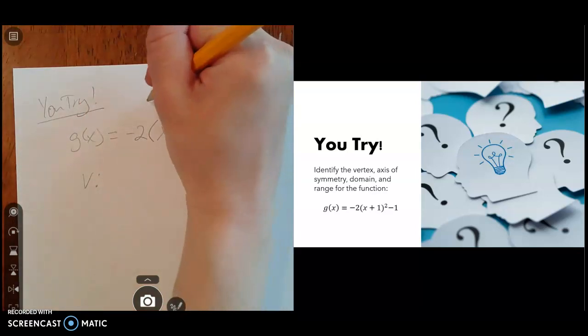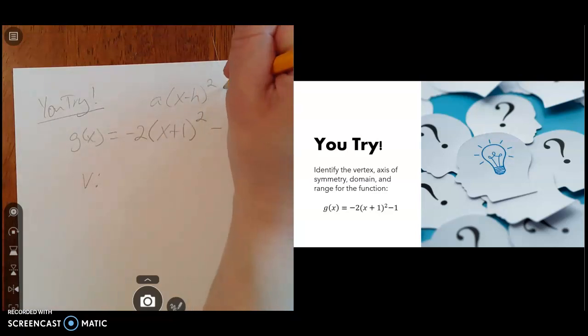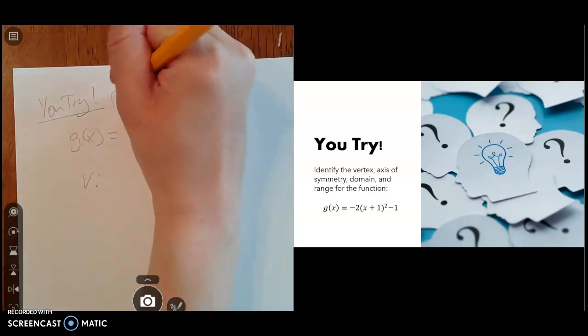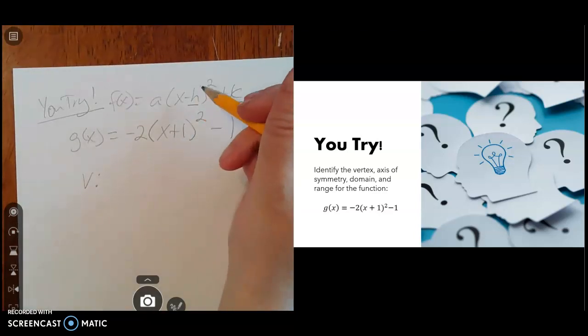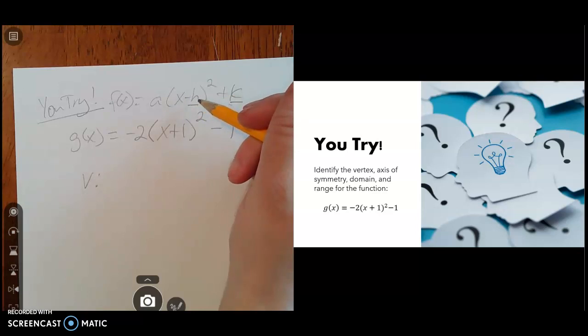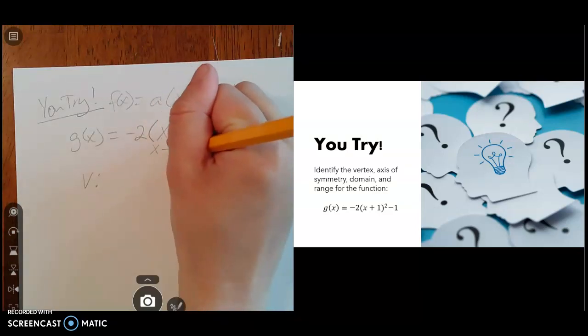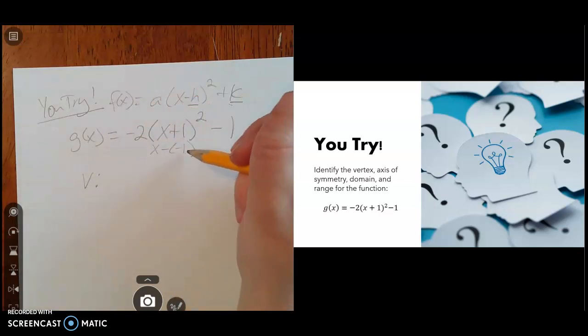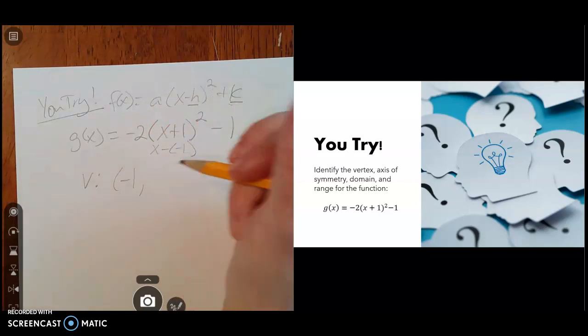So in general, we have this a times (x minus h) squared plus k equals your f of x. That's the general vertex form for a parabola, where h and k are your vertex. So for us, notice that it's x minus h, not x plus h. So x plus 1, that's the same thing as x minus -1. So your x-coordinate of your vertex is actually -1, not +1.